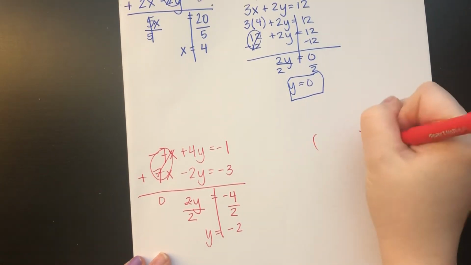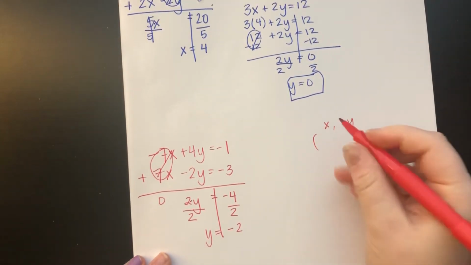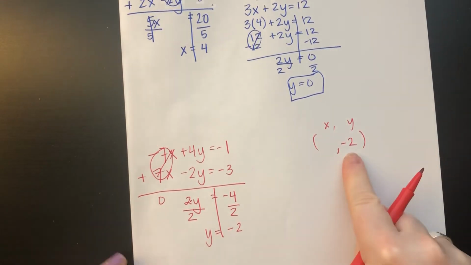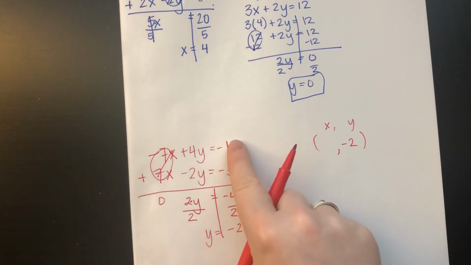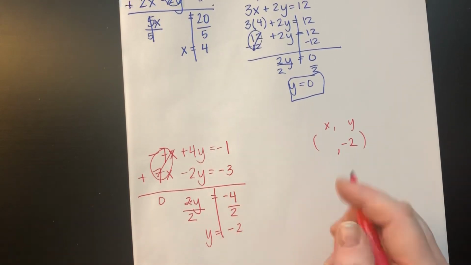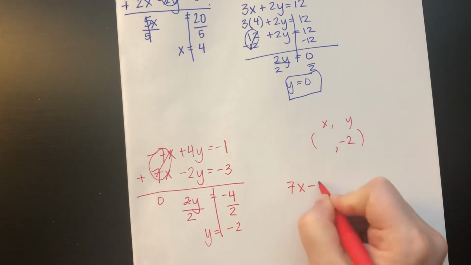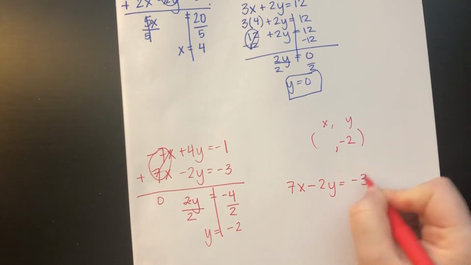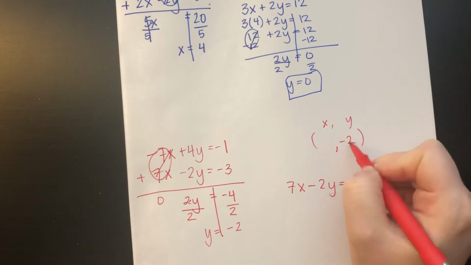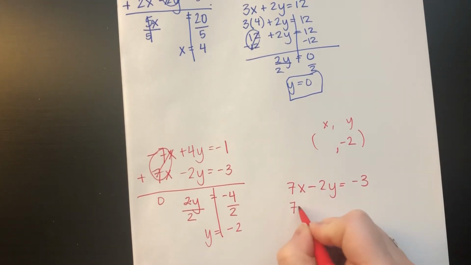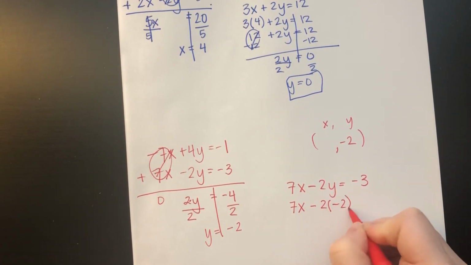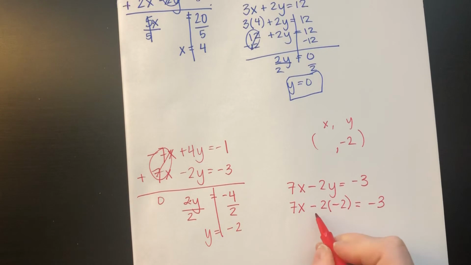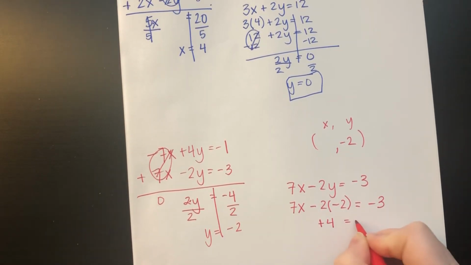Now again, our solution is always written as a coordinate point. So right now I only have my y. I have to go back and solve for my x. We can use the first equation or the second equation, you can use either. So we have 7x minus 2y equals negative 3. But we already solved, and we know that y is negative 2. So this is actually going to become 7x minus 2 parentheses negative 2 equals negative 3. Negative 2 times negative 2 is positive 4, right?